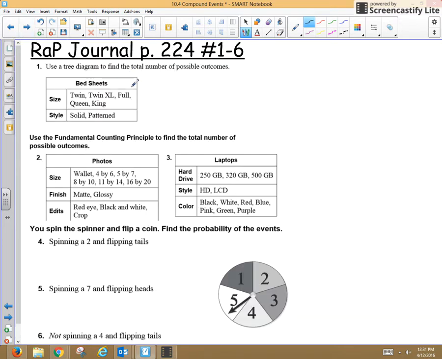At this time, I'd like you to complete the RAP journal numbers 1 through 6. If you've already worked out these 6 problems, go ahead and enter your answers into the Edpuzzle video.